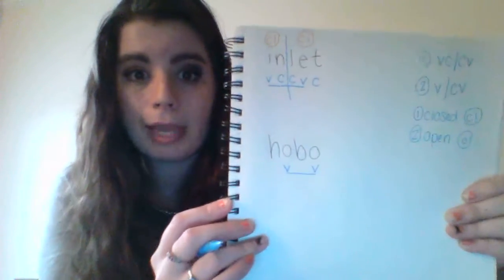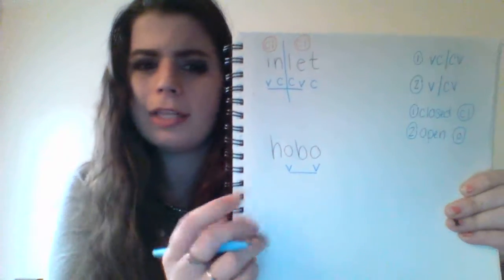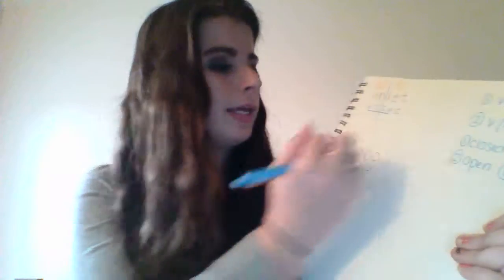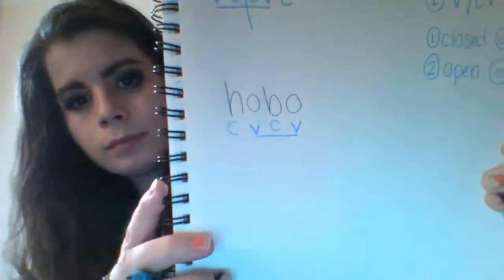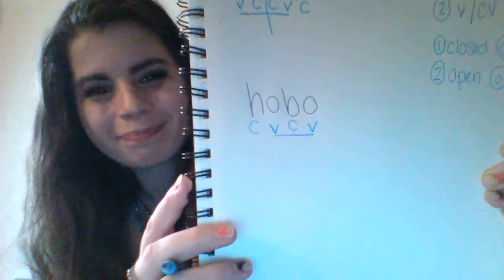My next step is to label my consonants. Keep in mind that if it's not a vowel, it is a consonant. So I'm going to put a C here and a C here. Hopefully you match me so far.